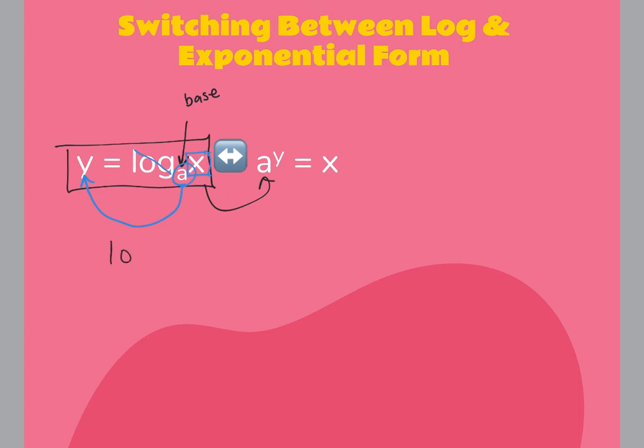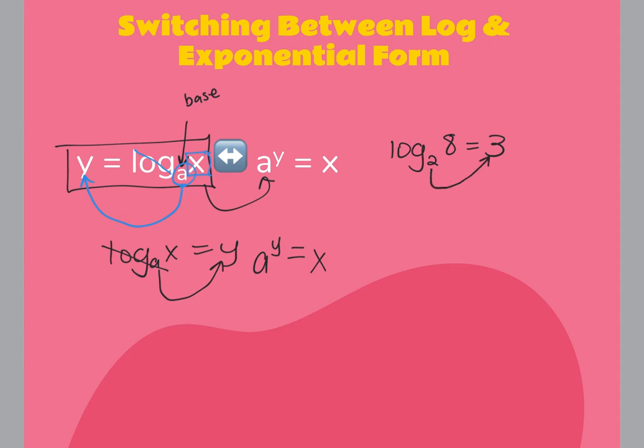So I'll do that again. If it's log base a of x equals y, the a comes over and picks up the y, and then drops off and leaves the x by itself. So let's say I had log base 2 of 8 equals 3. This 2 is going to come over and pick up the 3, drop off, leaving you with an 8.